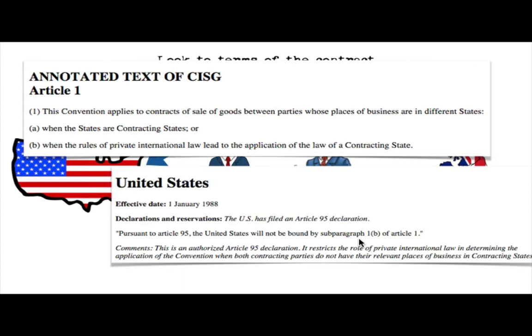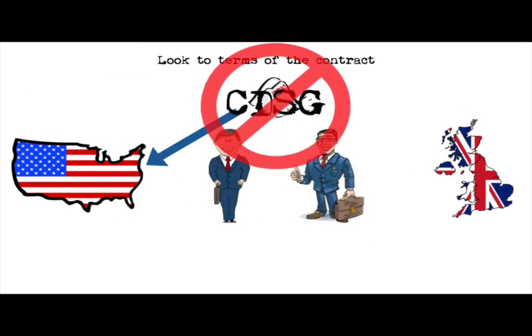So what does that mean? That means that under U.S. law, both countries must be members of the CISG for it to apply. So the CISG would not apply here. It would not apply to the sale, or for that matter, it does not apply to the sale of any goods internationally between a U.S. company or a U.S. person and another country that is not a member of the CISG. Under U.S. law, both parties must be members or must be citizens of countries that are members of the CISG.